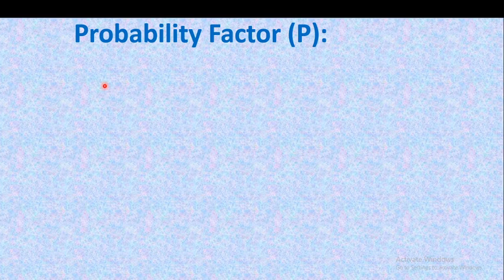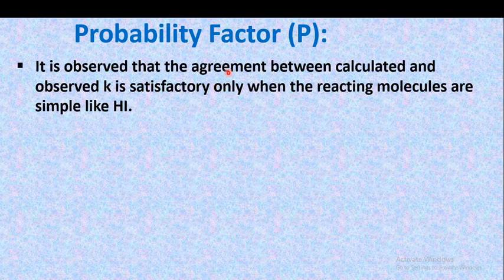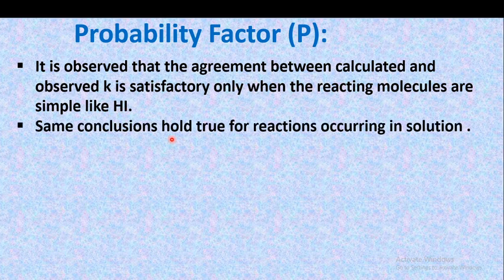So in this lecture, we will study the probability factor, which is denoted by symbol P. It is observed that the agreement between calculated and observed K is satisfactory only when the reacting molecules are simple like HI, that is hydrogen iodide. We have studied how to calculate this specific reaction rate, that is K. The same conclusion holds true for reactions occurring in solutions.